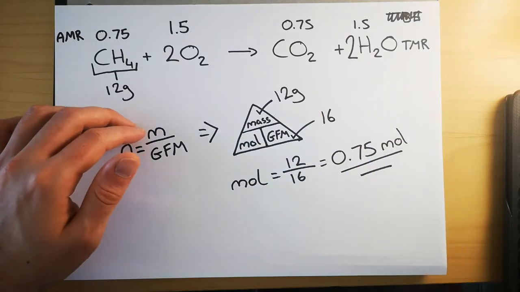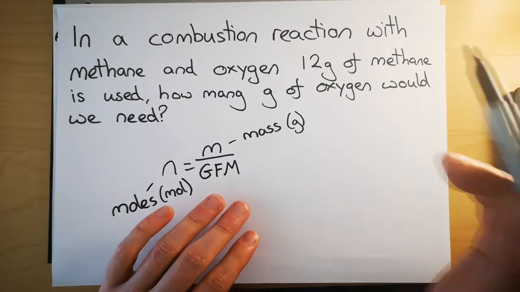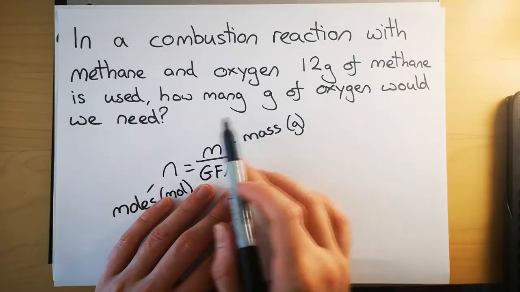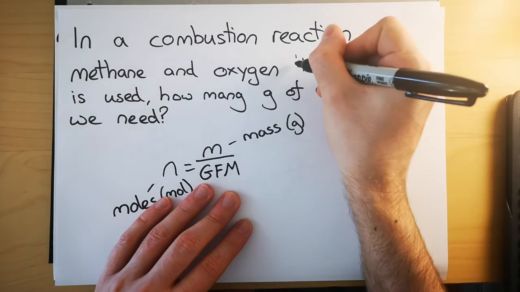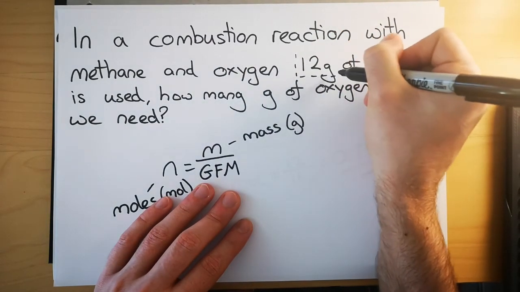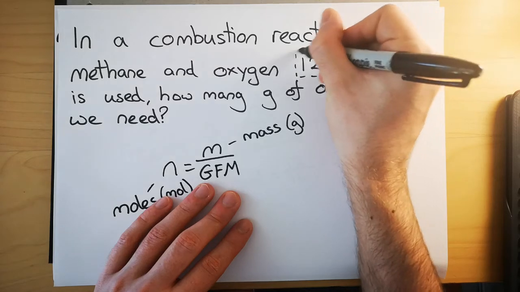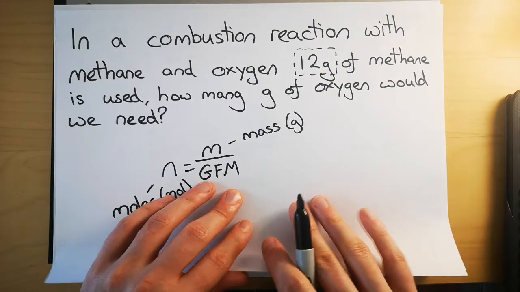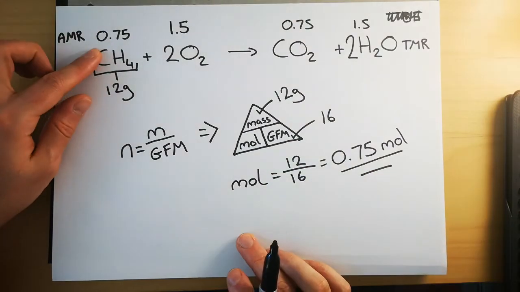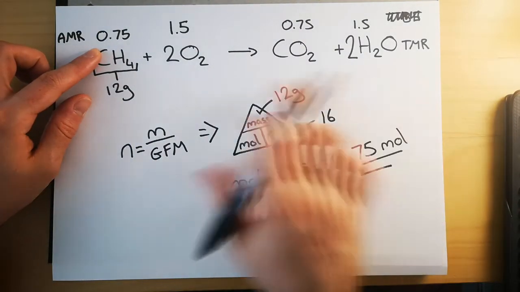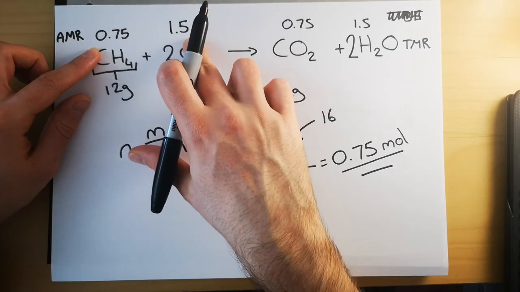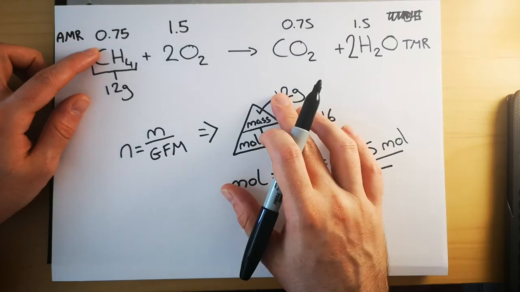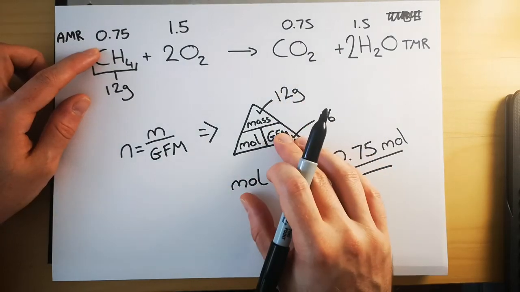Now, the question originally was, if we were given 12 grams of methane, how many grams of oxygen would we need? So what we've done is we've used that 12 grams to work out how many moles of methane we had. And because we'd balanced the equation, we got the number of moles of oxygen we have. But we're not being asked for the number of moles of oxygen, we're being asked for the mass.